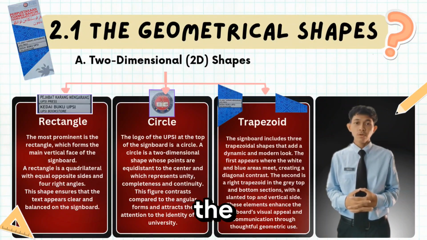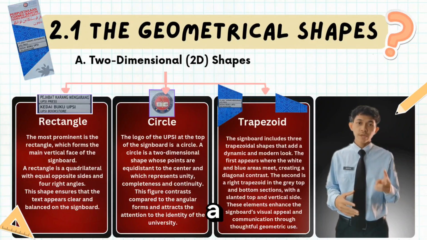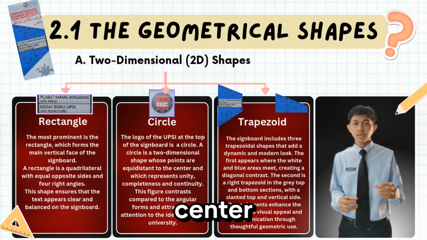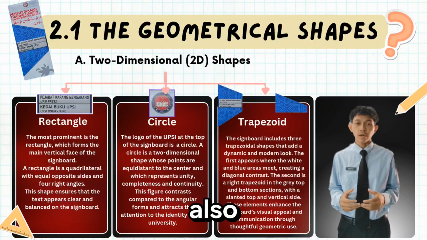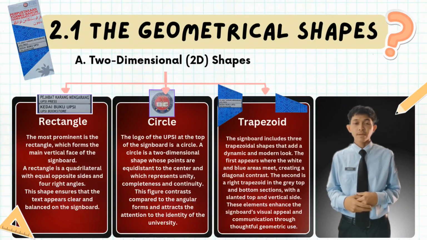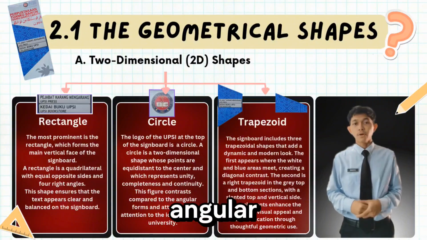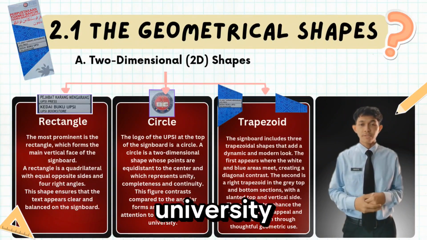Next, we have the logo of the UPSI at the top of the signboard, which is a circle. A circle is a two-dimensional shape whose points are equidistant from the center and which represents unity, completeness and also continuity. This figure contrasts with the angular forms and attracts attention to the identity of the university.